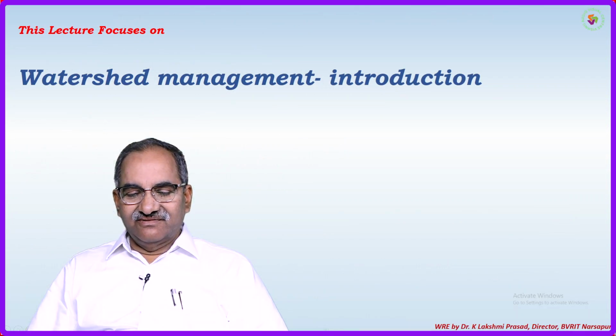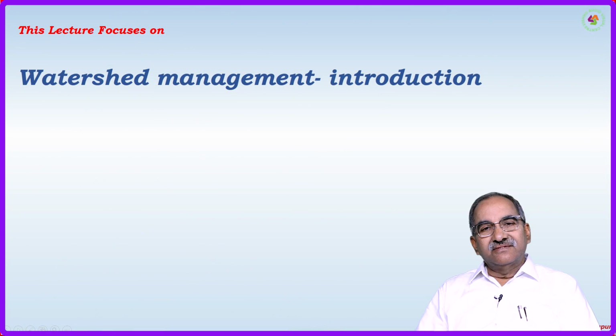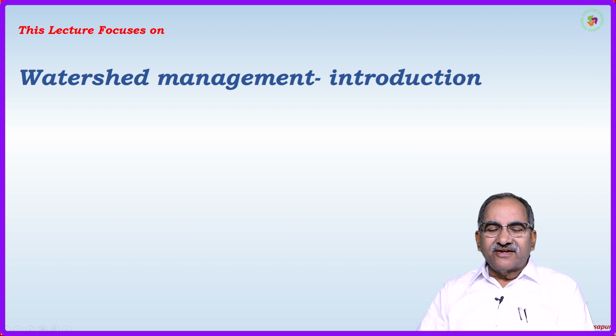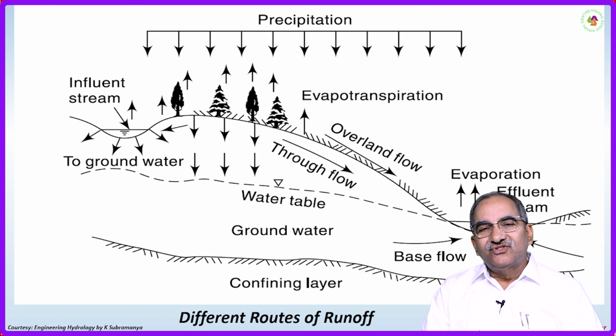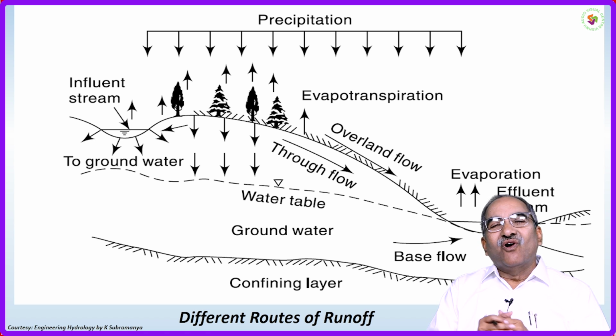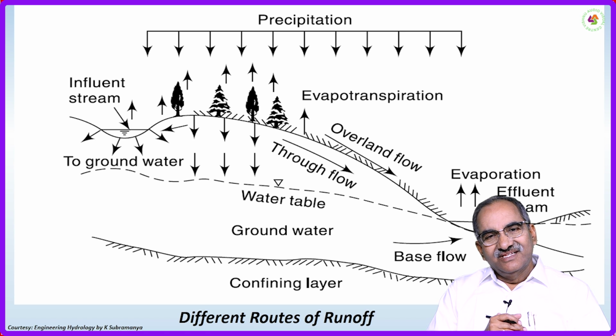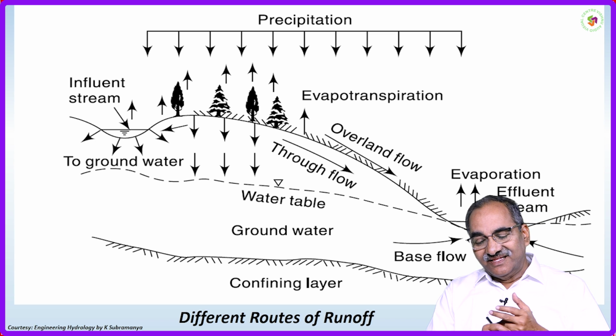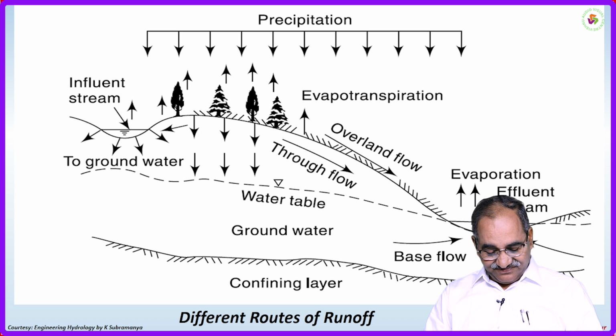In today's lecture, we will take up watershed management, then some initial abstractions which we did not really describe at the beginning of this topic, that also we will take. As usual, once again reminding you what runoff consists of. The runoff consists of overland flow, that is surface runoff, then through flow, that is subsurface runoff, and base flow.